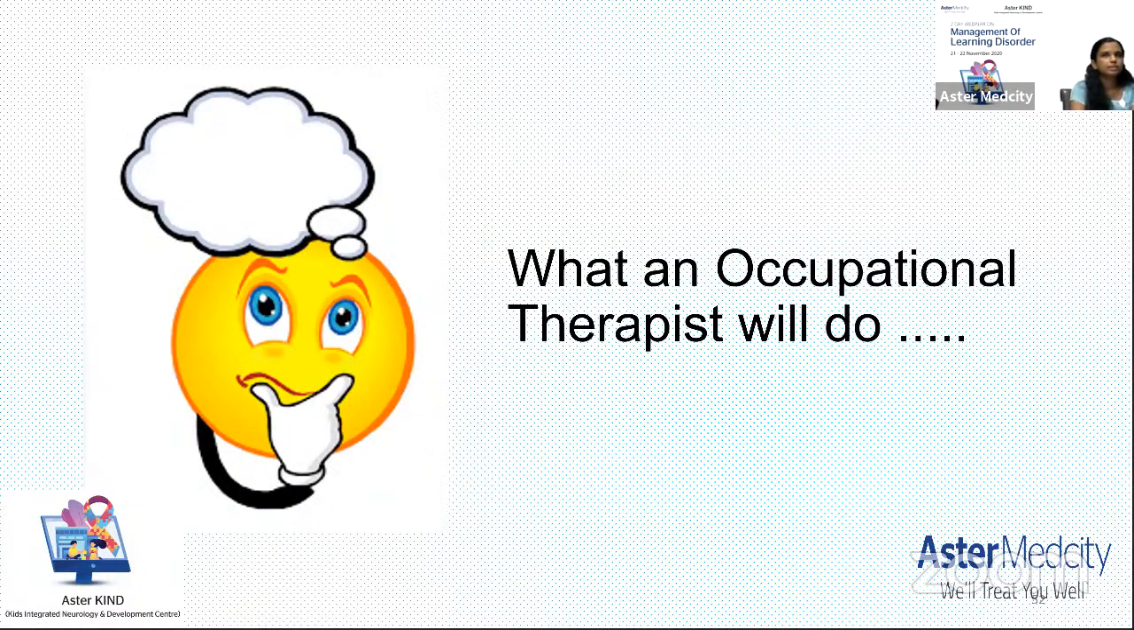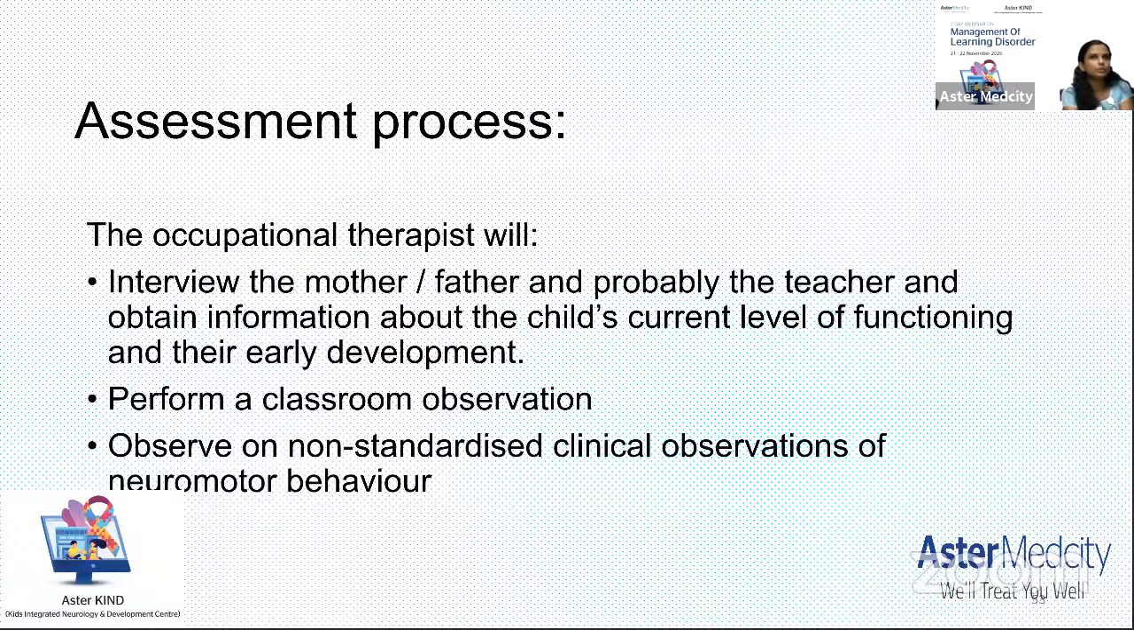In dyspraxia, let's see what an occupational therapist will do. We'll start with the assessment process. First will be the interview, then observation. In the interview, we interview the mother, father or the teacher and obtain information about the child's current level of functioning and early development. We need to perform a classroom observation, as well as a non-standardized clinical observation of the neuromotor behavior, like how the child is playing and how the child is doing each motor activity. All these things we need to observe.